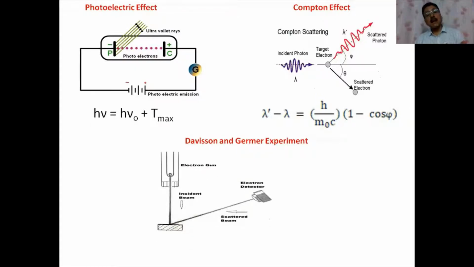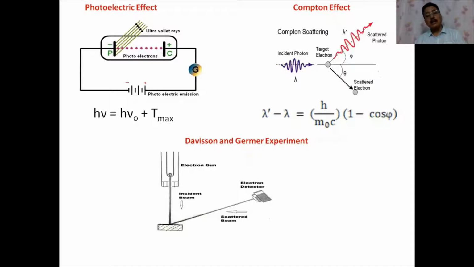Here the accelerated electrons are made to fall on a nickel target. When the nickel target was heated, its atomic planes were arranged in a regular fashion. So when these electrons are made incident on the nickel target, classically we should expect a uniform distribution of electrons in the scattered beam, whereas there were maxima and minima present in the scattered beam as detected by the electron detector. Now, these maxima and minima are properties exhibited only by waves and not by particles.